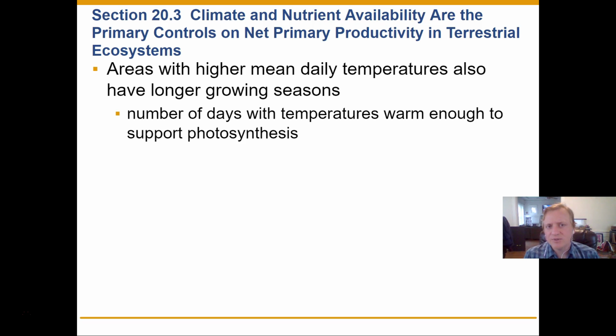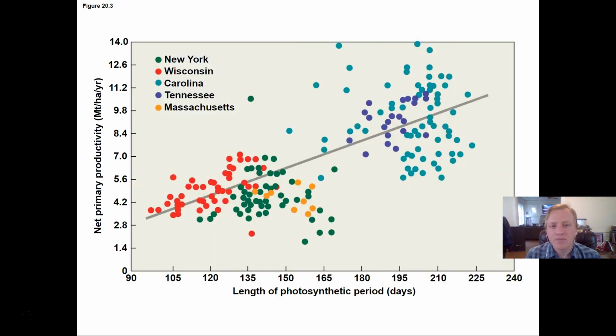Areas that have higher temperatures also have longer growing seasons because of the way the equator is. You see all the higher temperature regions tend to be around the equator, and those have the longest growing seasons. So the number of days with temperatures warm enough to support photosynthesis, if you have more of those, you're going to have more photosynthesis, and more primary productivity.